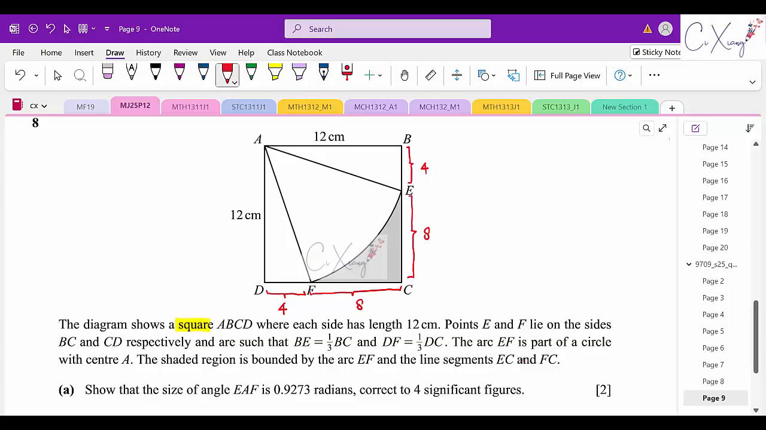Then the arc EF is a part of a circle with the center A. Alright, the shaded region is bounded by the arc EF and also the line segments EC and FC. Okay, first question, they want us to show that the size of the angle EAF, this particular angle here, I try to label it by using theta.